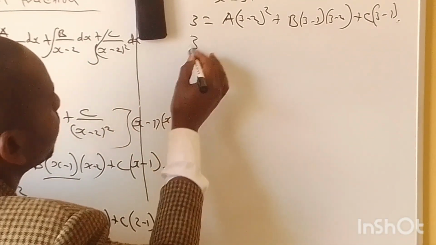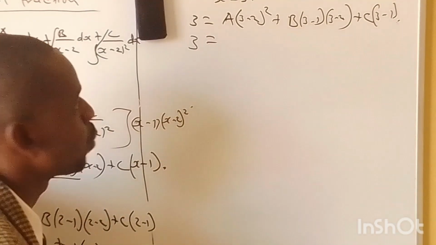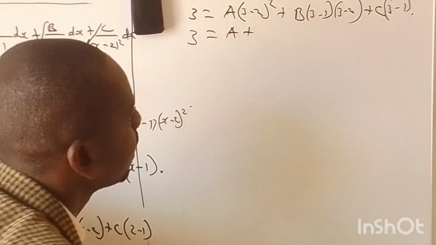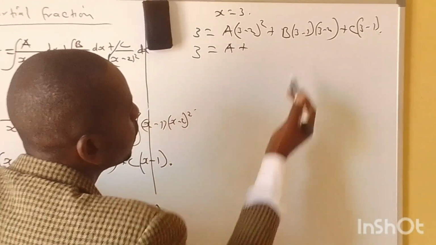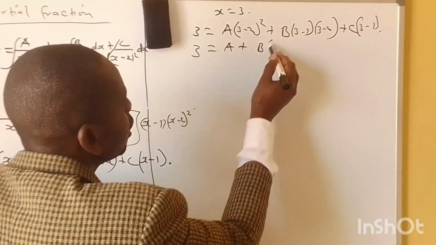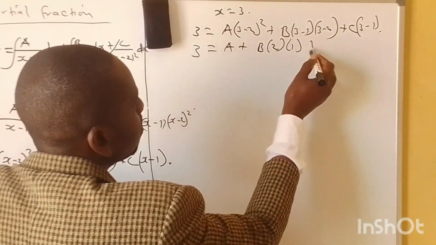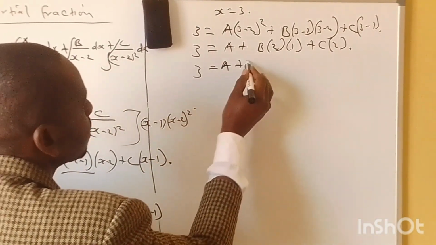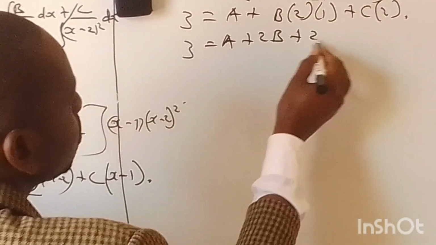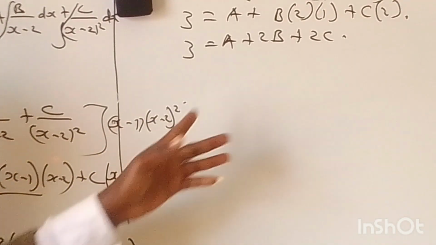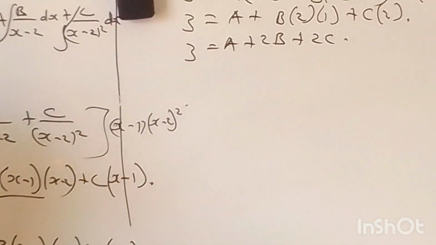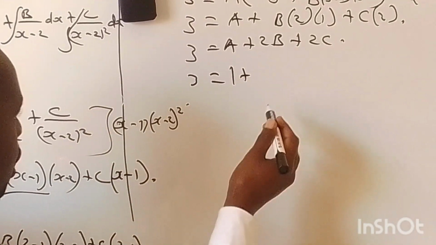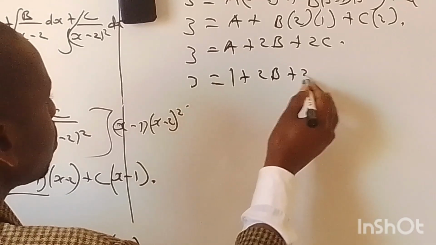So we have 3, and 3 minus 2 is 1, 1 squared is 1, so we have just a. Plus, 3 minus 1 is 2, so we have b into 2, that is 1, plus c into 2. So we have here 3 is equal to a plus 2b plus 2c. But we already found a and c. So c is 2 and a is 1.